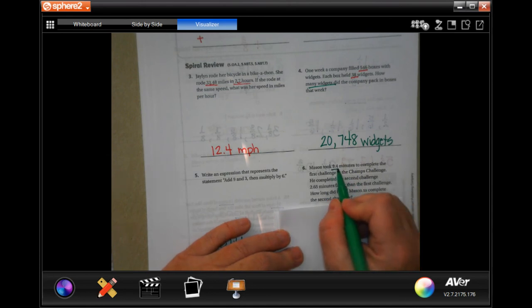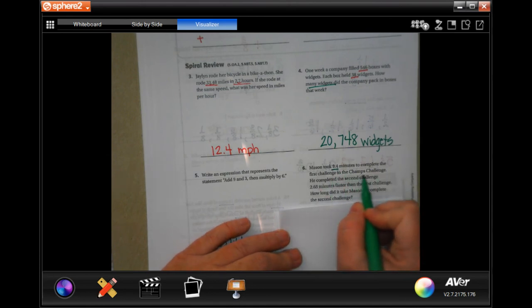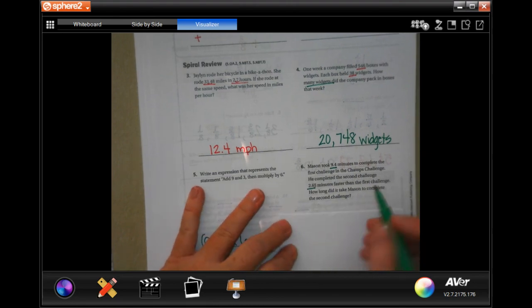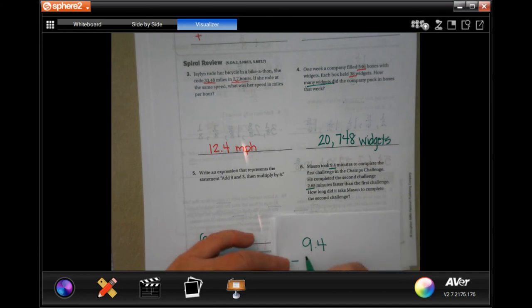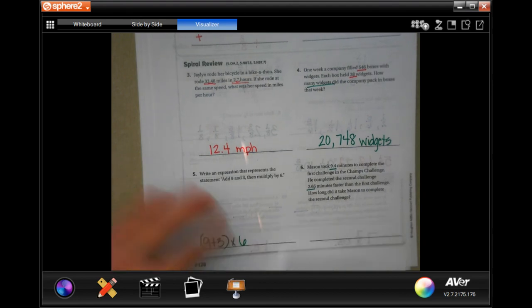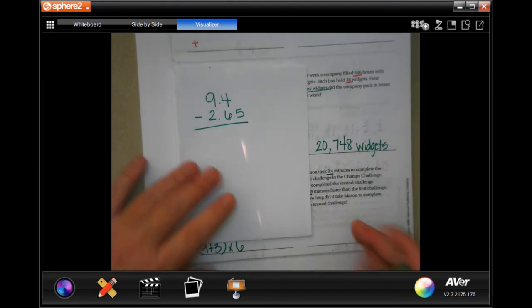Mason took 9.4 minutes to complete the first challenge in Champs Challenge. He completed the second challenge in 2.65 minutes faster than the first challenge. How long did it take Mason to complete the second challenge? So 9.4, and we're going to subtract 2.65 to find out how long it took him.